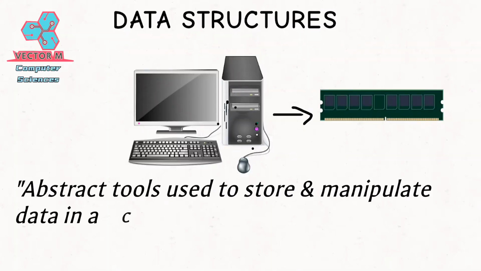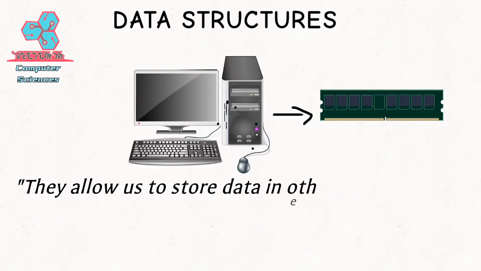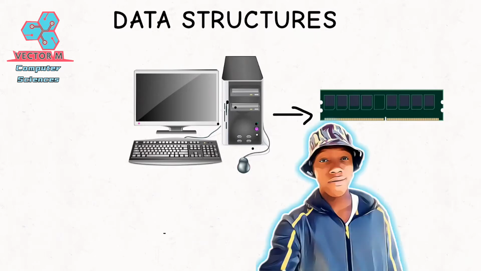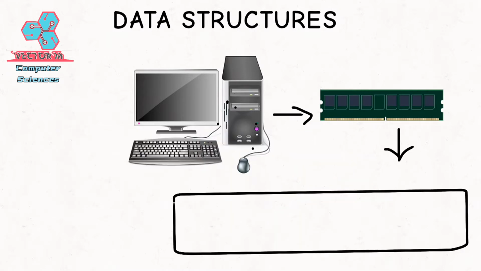Data structures are abstract tools used to store and manipulate data in a computer's memory. They allow us to store data in other arrangements and not the cell-by-cell arrangement provided by a computer's main memory, making it a lot easier to retrieve and modify. Think of it like this.